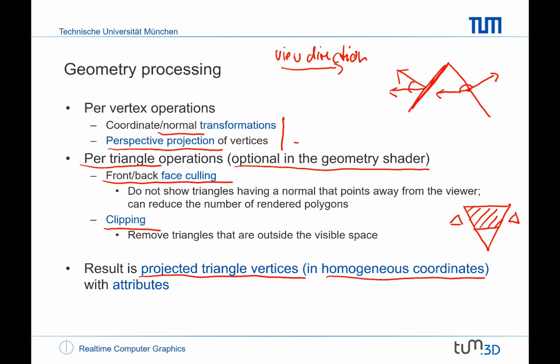So here the vertices are projected, and the result of this stage are then the projected triangle vertices. And the attributes mostly remain unchanged. Texture coordinates remain unchanged, colors remain unchanged, but as we have said already, the normal vectors have to be transformed accordingly.